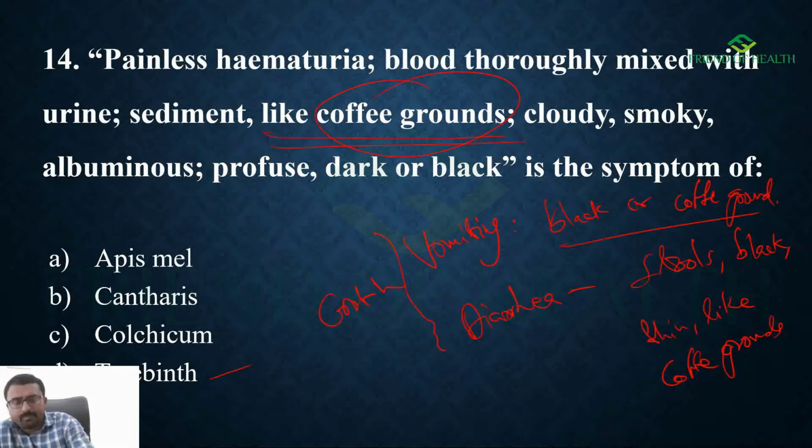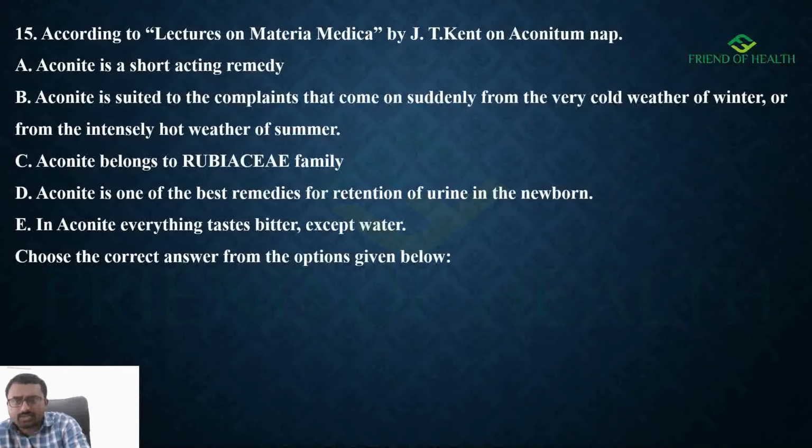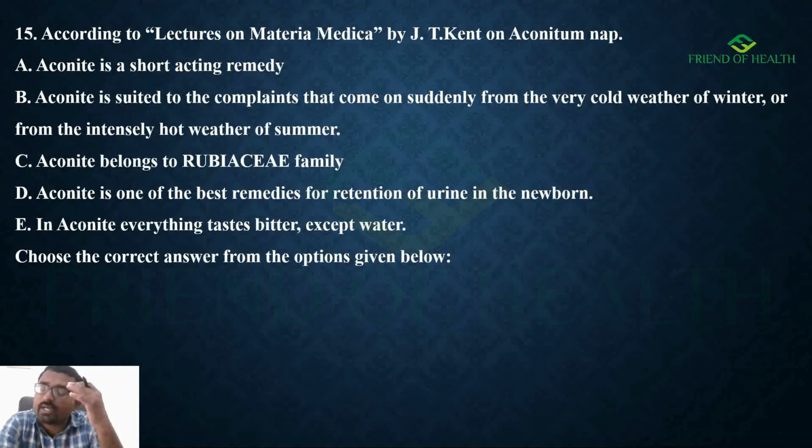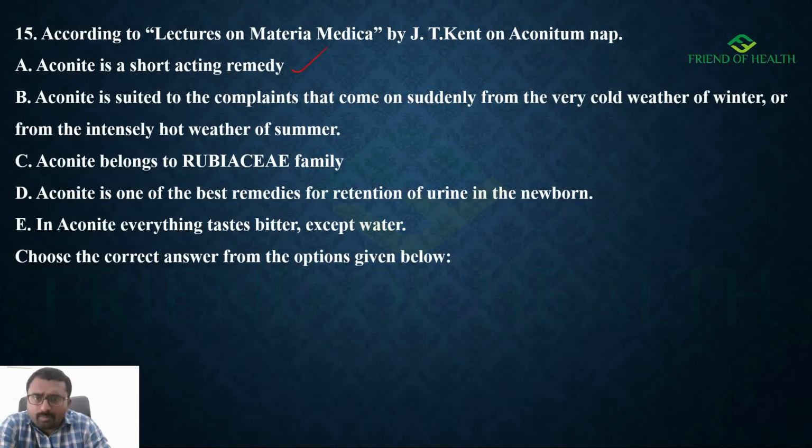And next is a very interesting question. Once you see the question, you will skip it. But actually, it is easy. See, according to Lectures on Materia Medica by J.T. Kent, Aconite is a short-acting remedy. Aconite is suited to complaints that come on suddenly from the very cold weather of winter or from the intensely hot weather of summer. See, beauty of Aconite is once you practice in any acute case, sudden onset, coming after drafts of cold air, cold weather, winter, from the intensely hot weather, you can actually give Aconite and try.